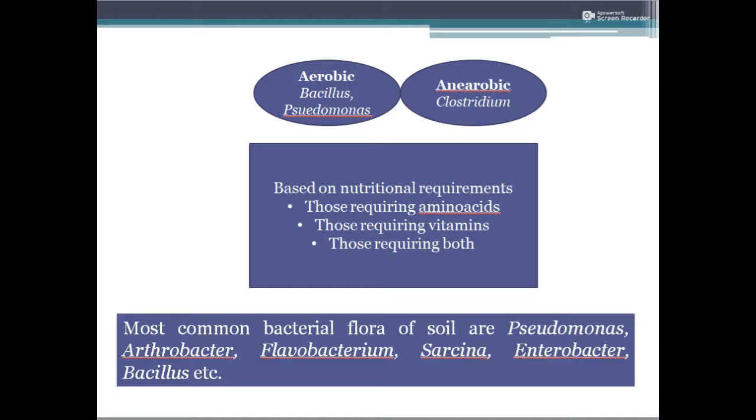And you can also divide the bacteria of the soil based upon their nutritional requirements. Some of them might require amino acids, some might require vitamins, and some might require both. I think you have learned about auxotrophs and prototrophs. Those which are deficient in synthesizing certain amino acids are referred to as auxotrophic bacteria.